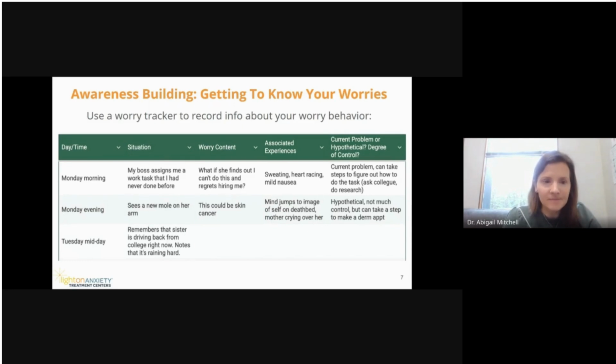I'm going to skip example 2. Let's do the middle of the day Tuesday. This is the same woman with GAD. She's sitting at her desk and she's realizing, oh, my sister is driving back from college right now, and it's raining really hard outside. I'm going to want some audience participation. What's a potential worry that she could have in this situation?